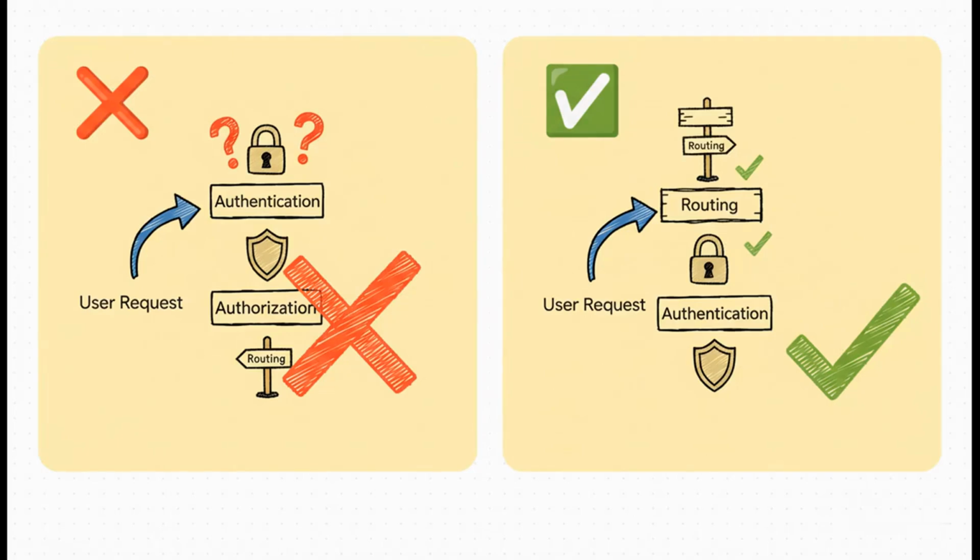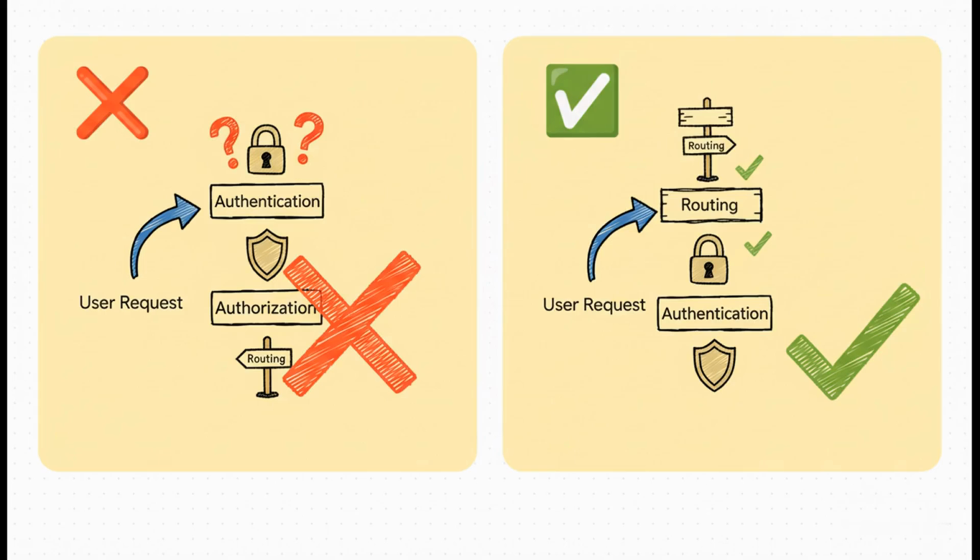Okay, let's look at some code. This is a classic mistake. On the left, you see the vulnerable way. We're calling UseAuthentication and UseAuthorization before UseRouting. And, at first glance, that seems to make sense, right? Figure out who the user is before you do anything else. But it's totally wrong. Think about it.